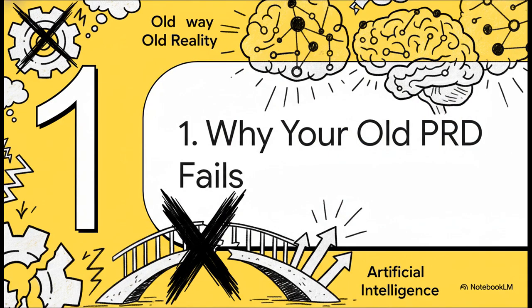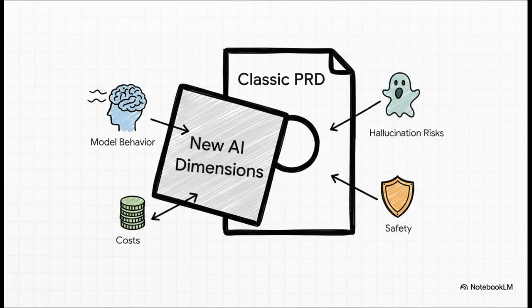Okay, so first up, let's really dig into exactly where the old PRD falls apart. This is the fundamental clash between the old way we used to spec things out and the new reality of building with artificial intelligence. Look, a classic PRD just was not designed for any of this. It doesn't have a field for model behavior or hallucination risk. It has no idea how to handle the specific costs of AI. You're trying to define these complex rules around safety and governance in a document that was never built for that kind of nuance. It's truly like trying to fit a square peg in a round hole.